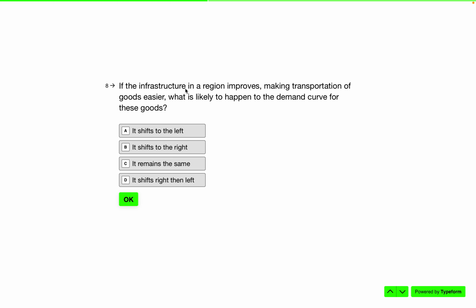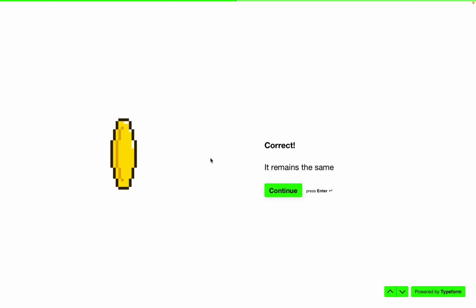So that would be a supply curve shift. And in this case, the demand curve would not change. And also if it just means that the price of the goods lowers, that would mean it's movement along the curve. It's not a shift. And so we can say that the demand curve would stay the same. Okay.